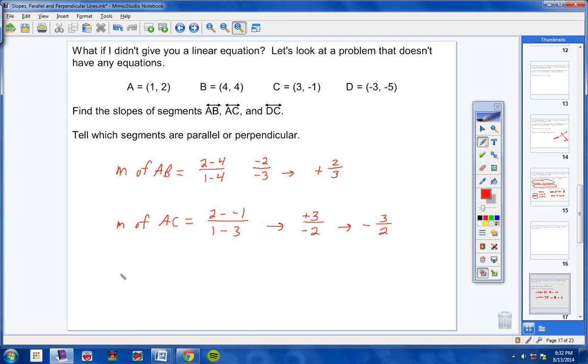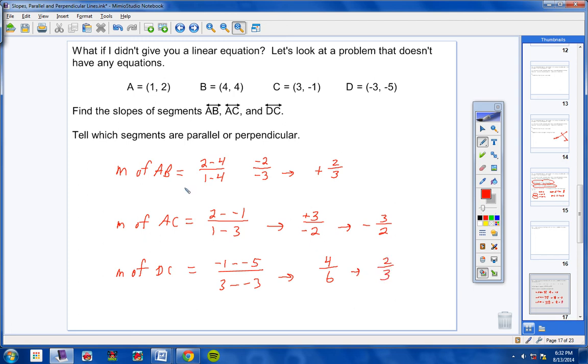Now let's find the slope quickly of DC. Here's D and here's C. Let's use those 2 points. Y minus Y is -1 minus -5. X minus X is 3 minus -3. I'd better stop and make sure I'm not making little mistakes here. -1 minus -5, that's correct. And then 3 minus -3. So -1 minus -5 would be 4. And 3 minus -3 would be 6. Again, use a calculator if you're weak with your signed numbers. And what you should get out is 2/3.